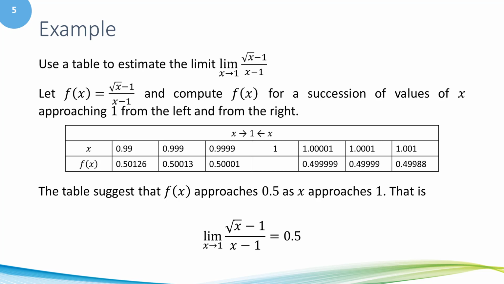Here's another example of limit. Let's say we want to find the limit as x goes to 1 of (square root of x minus 1) over (x minus 1). We can see from the table that if we approach 1 from the left and from the right, we can kind of guess that 0.5 is the answer to that.